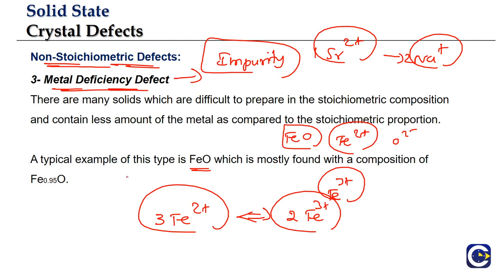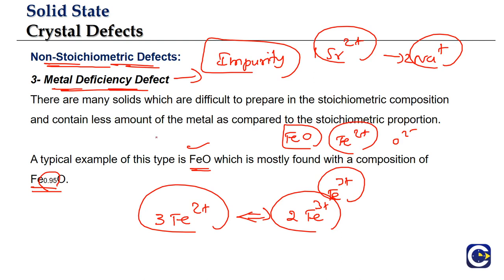So typically, FeO, the ferrous oxide, will be found not with the FeO formula, but in the formula Fe0.95O. It may not be exactly 0.95, but it will be in that range, 0.94, 0.96. So this is how we will be able to find the metal deficiency defect.